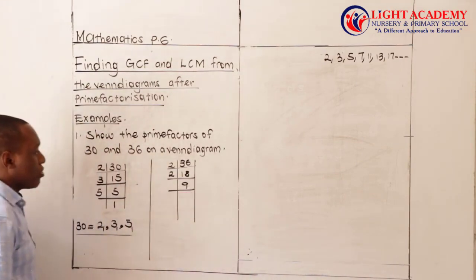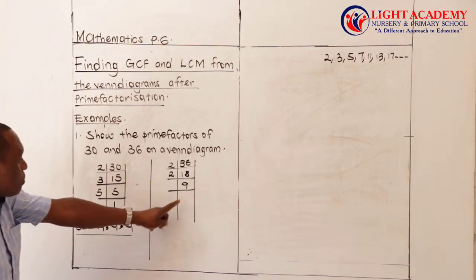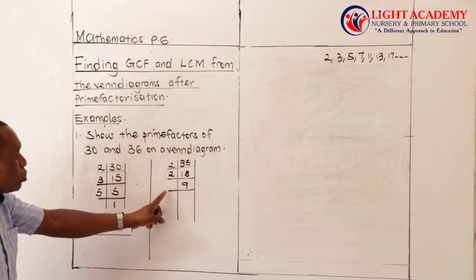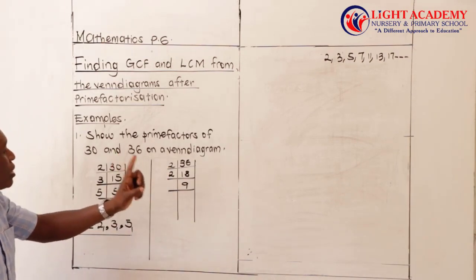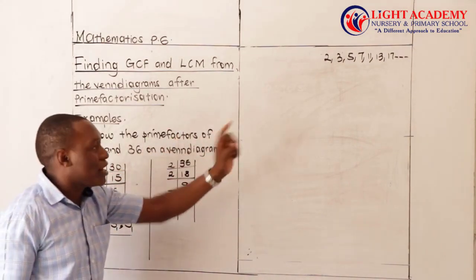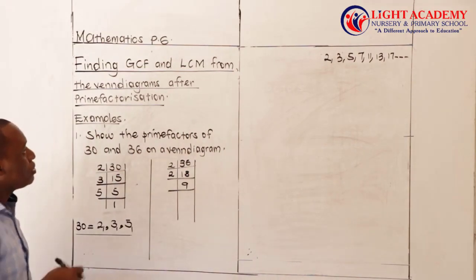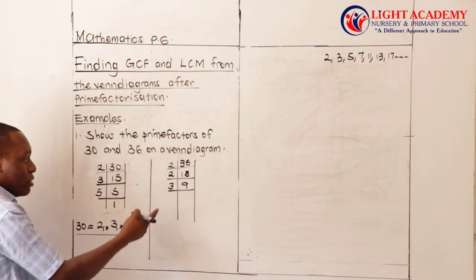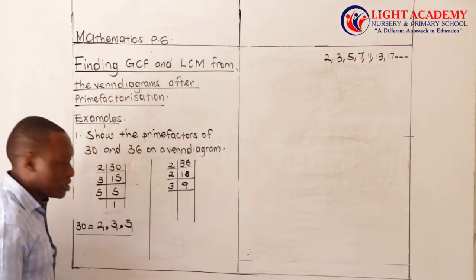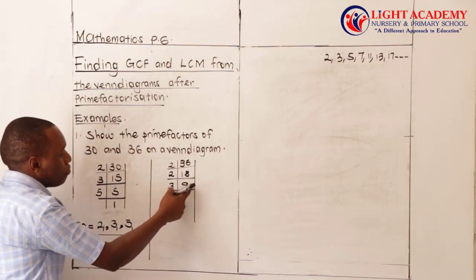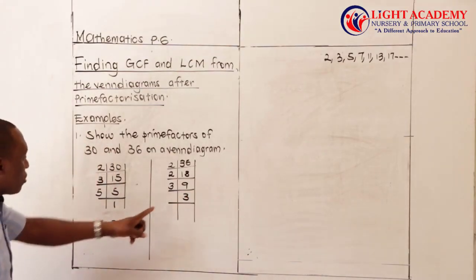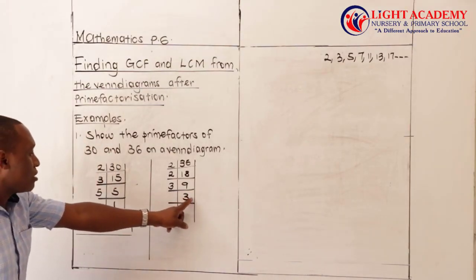It has given me the third step. On the third step, I'm having 9. But 9 cannot be divided by 2 without a remainder. Therefore, I'm going to pick another prime number, which in this case shall be 3, because 9 can be divided by 3 without a remainder. When I divide 9 by 3, I get 3. Okay? Then on the fourth step, I'm having the last answer as 3.